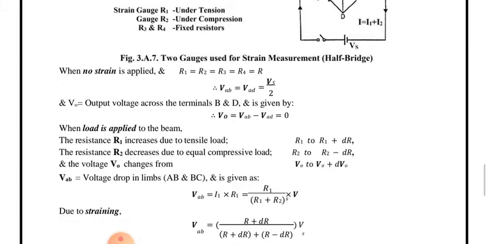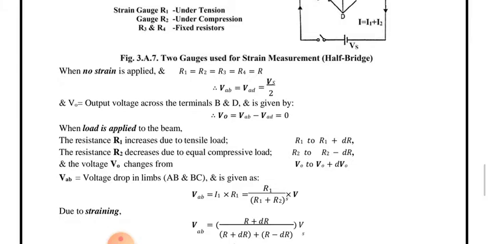So VAB equals the voltage drop in limb AB and BC, and is given as VAB equal to I1 into R1. That I1 we have already derived in the quarter bridge. I1 will be Vs upon R1 plus R2. We can write it as VAB equal to R1 upon R1 plus R2 into Vs.